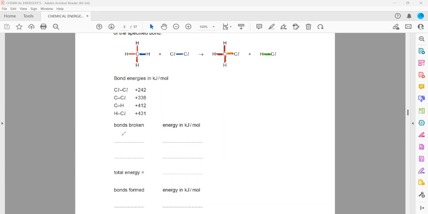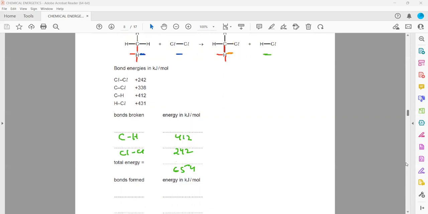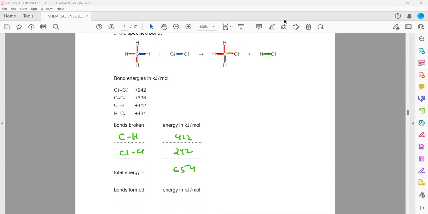So if I only write the C-H bond and the Cl-Cl bond, the C-H bond energy is how much? 412. And the Cl-Cl bond energy is how much? 242. So total energy is how much? This will be 654. Same thing for the bonds which are formed. This is one way of solving such a question: instead of taking all the bonds, I just work out the difference, which bonds are different in reactant and product.